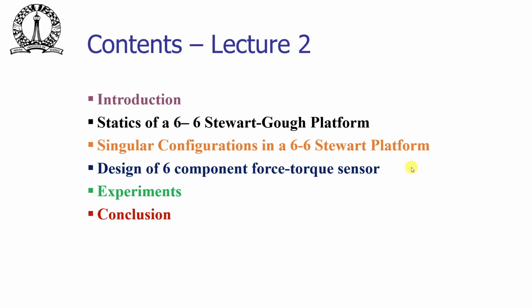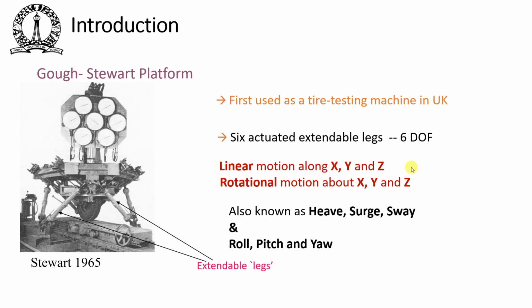So the contents of this lecture are the following. We'll first introduce the Stewart platform again. Then we'll look at the statics of a 6-6 Stewart-Gough platform. Then we'll figure out how to obtain the singular configurations in a 6-6 Stewart platform. Then we will look at the design of a 6-component force torque sensor based on a Stewart platform in a near singular configuration. Then I'll show you some experimental results and conclude this lecture.